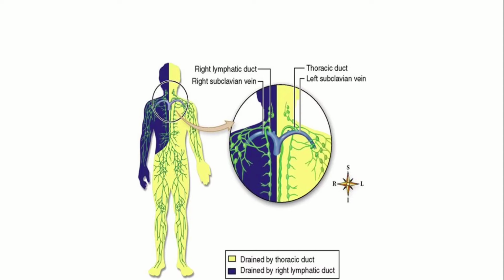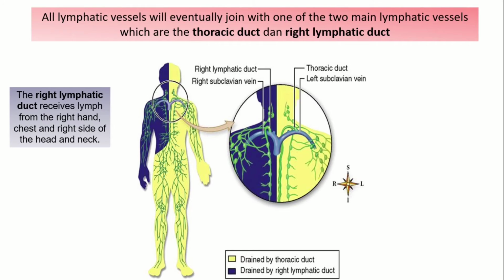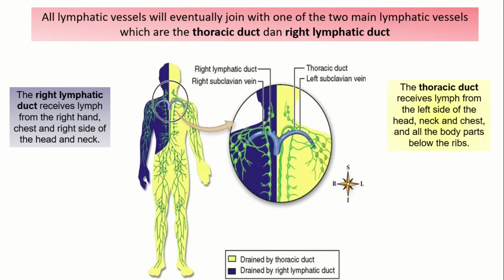This is the structure of the lymphatic system. All lymphatic vessels will eventually join one of the two main lymphatic vessels, which are the thoracic duct and the right lymphatic duct. The right lymphatic duct will receive the lymph from the right hand, chest, and also the right side of the head and neck. Meanwhile, the thoracic duct will receive the lymph from the left side of the head, neck, and chest, and all the body parts below the ribs.